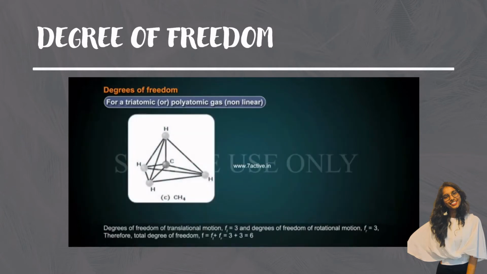A triatomic or polyatomic gas, nonlinear. Degrees of freedom of translational motion Ft is equal to 3 and degrees of freedom of rotational motion Fr is equal to 3. Therefore, the total degrees of freedom F is equal to Ft plus Fr, which is 3 plus 3, equal to 6.